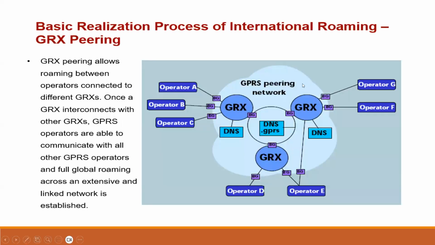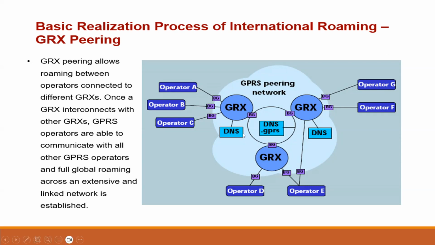A little bit of introduction of a few new network elements which are specifically involved in international roaming. The first one is your GRX, GRX peer. GRX peering allows roaming between operators connected to different GRXs. Once a GRX interconnects with other GRXs, your GPRS operators are able to communicate with all other operators, and full global roaming across an extensive network is established.